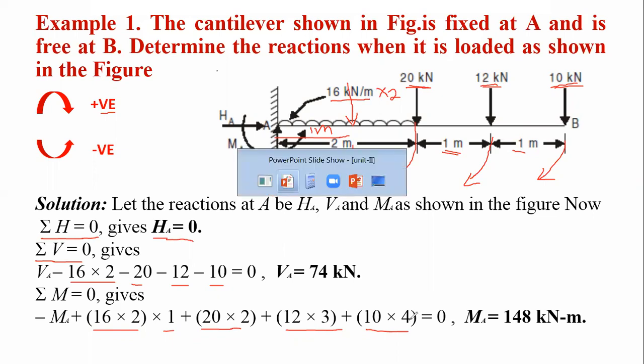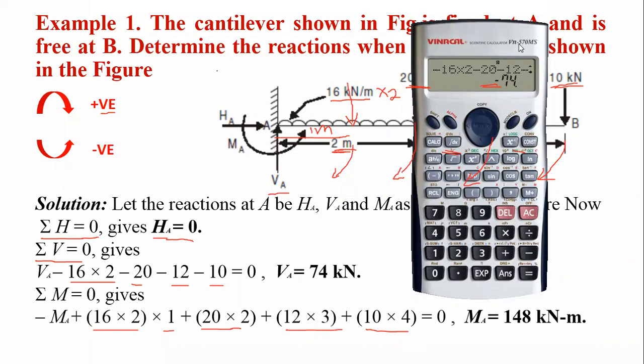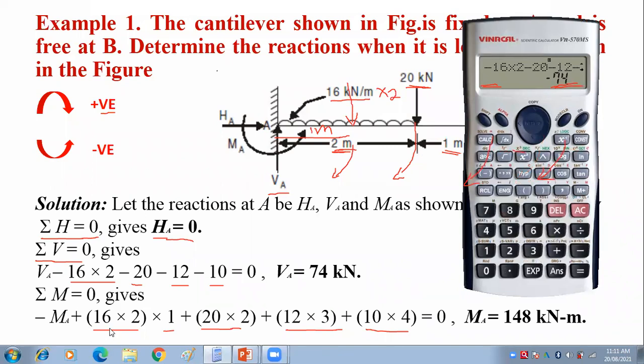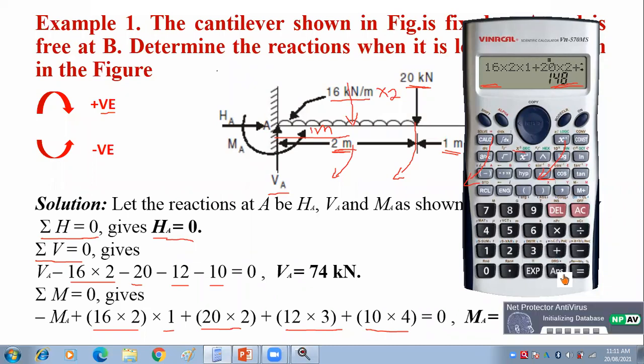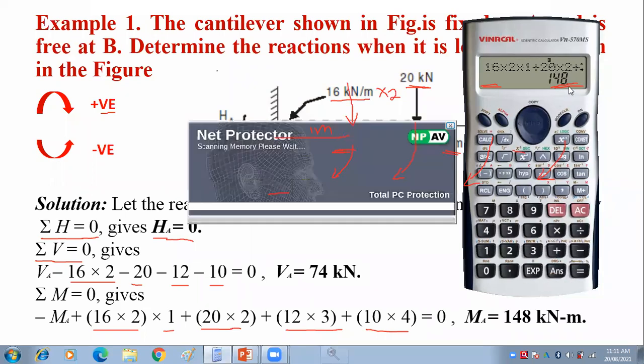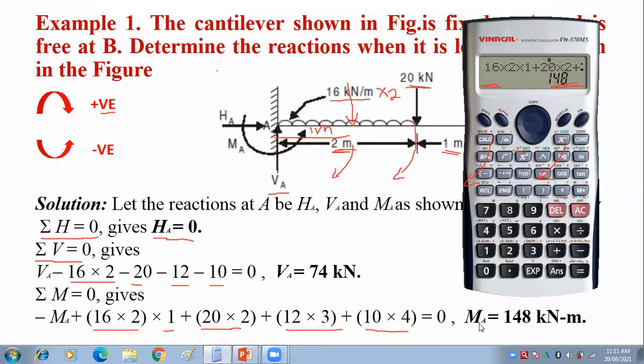Now let us solve the terms. We'll be getting, let us start with this one, this 16 into 2 into 1 plus this 20 into 2 plus this 12 into 3 plus this 10 into 4. Now if you solve this, you will be getting moment MA is equal to 148. Now this minus MA, if you are taking to this side, it becomes plus MA. That's why MA is equal to 148 kilonewton meter, which is the unit of the moment.